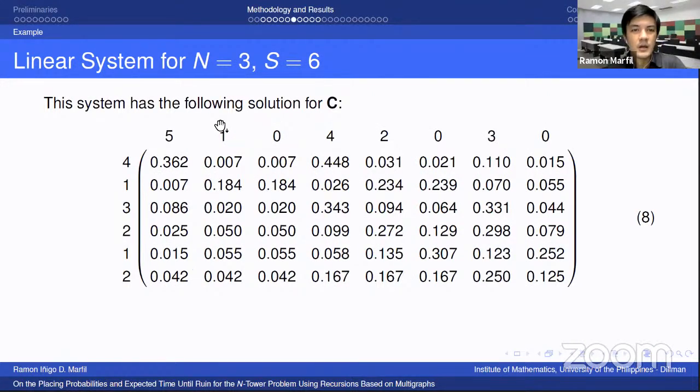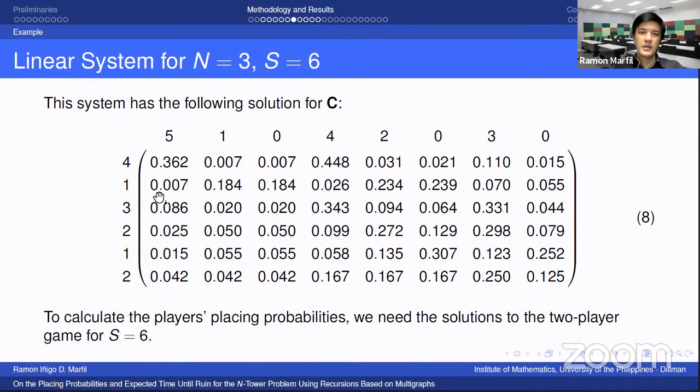So, by solving that system, what we get is this matrix. And the interpretation is still the same. So when you start here at 4, at 411, the probability of ending up in 5, for example, in the state 510 is 36.2%.